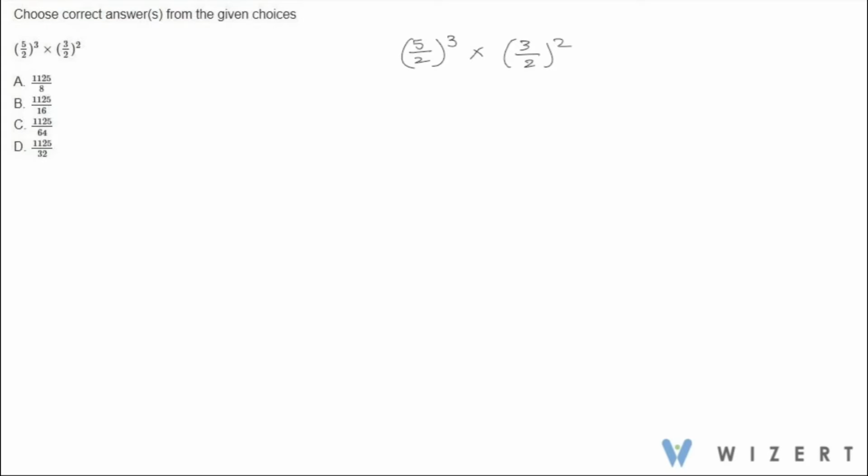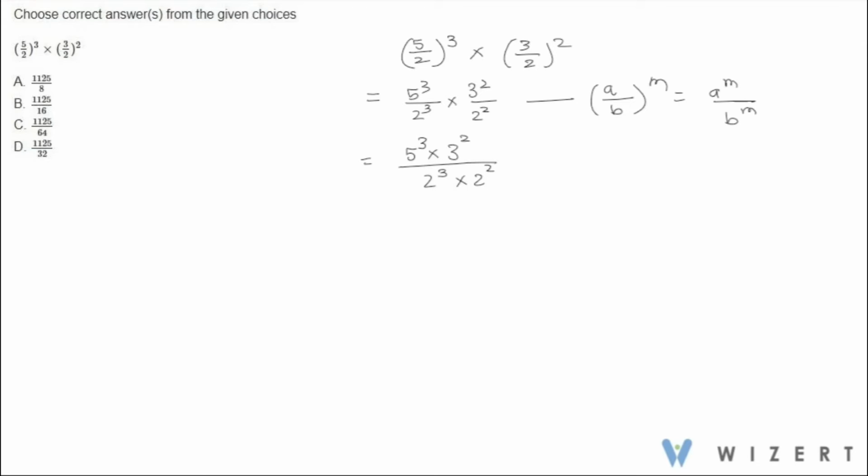So we can use exponent laws here. So we have 5^3 divided by 2^3 multiplied by 3^2 divided by 2^2. This is with the law (a/b)^m equals a^m divided by b^m. So this will be 5^3 multiplied by 3^2 divided by 2^3 multiplied by 2^2.